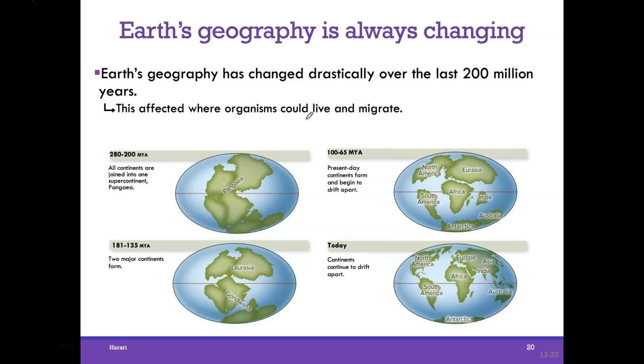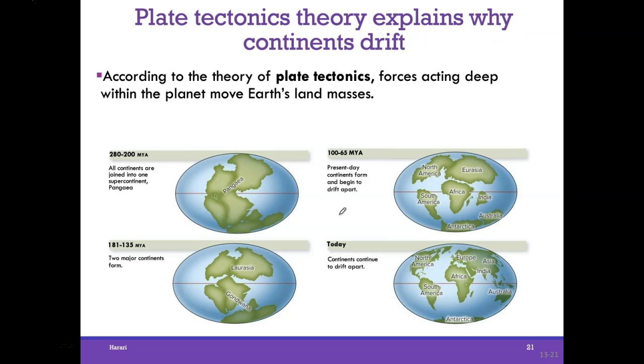So now let's move on to talking about biogeography. Biogeography combines the studies of geography and biology to study the distribution of species across the planet. And Earth's geography has always been changing. It's not always the nice 7 continents that we know today. Over the past 200 million years, the continents have been shifting, and that affects where organisms can live and where they can migrate. And plate tectonics explain why continents drift.